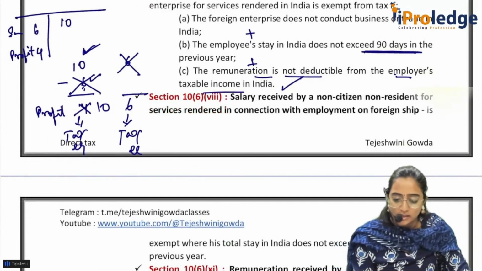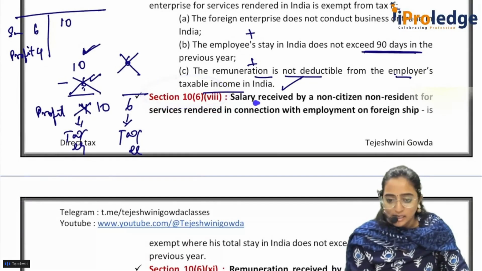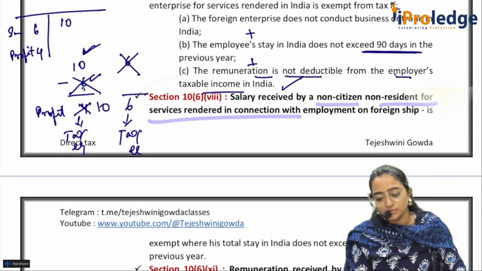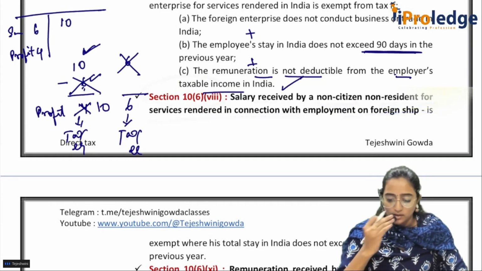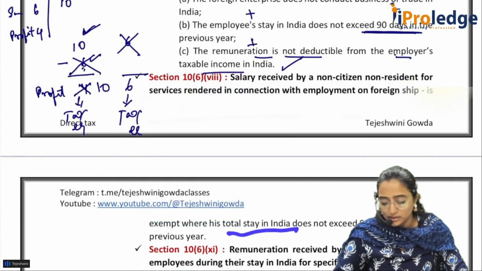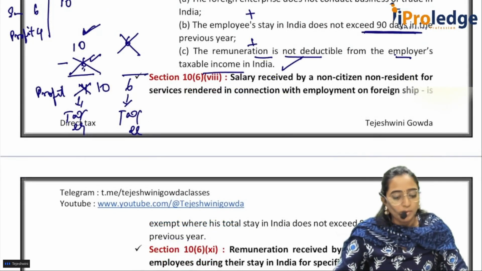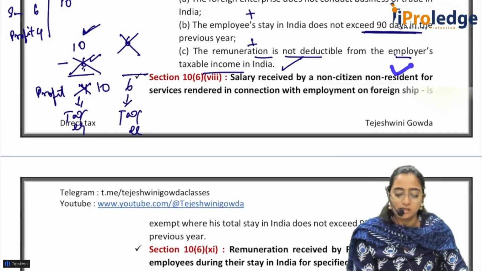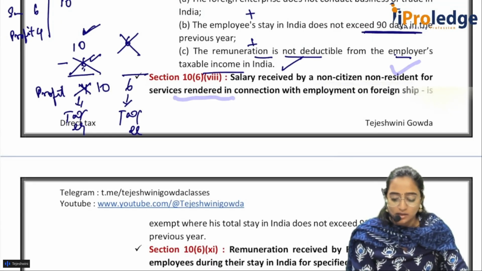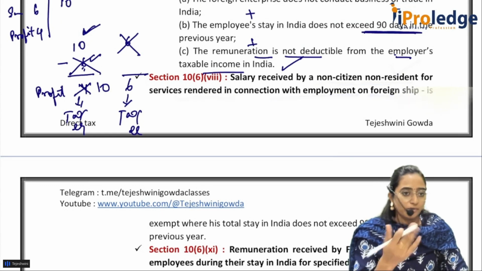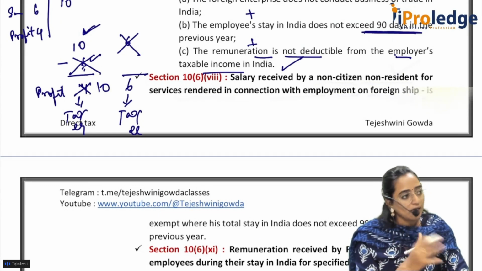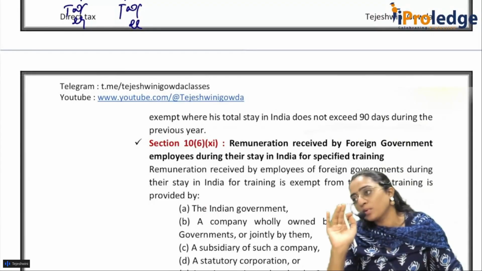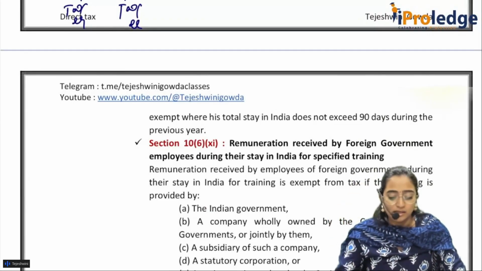Next, section 10, subsection 6, clause A: salary received by a non-citizen, non-resident for service rendered in connection with the employment of a foreign ship is exempted, where the stay in India does not exceed 90 days during the PY. What does it mean? A non-resident has come to India to render some services in connection with a foreign ship, and he is going back. His remuneration would be exempted provided he does not stay for a period exceeding 90 days during the PY.